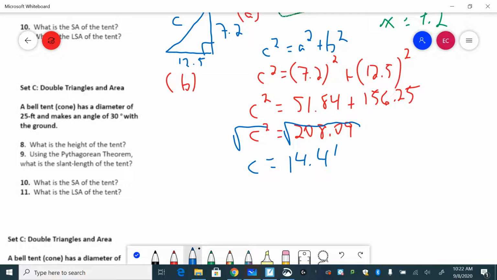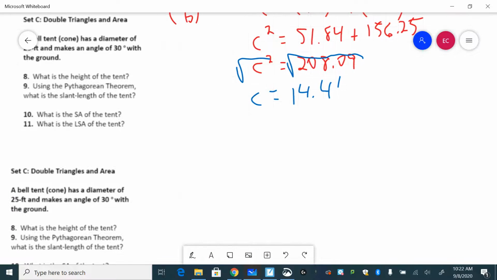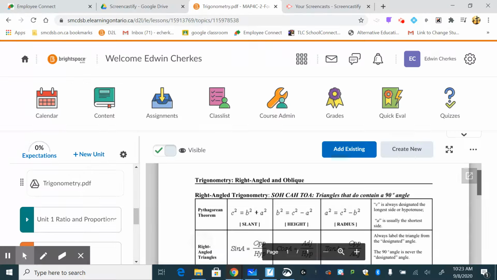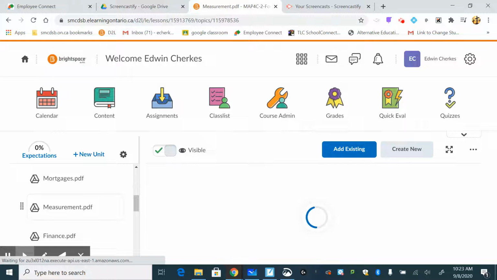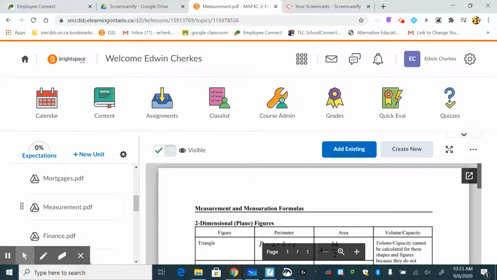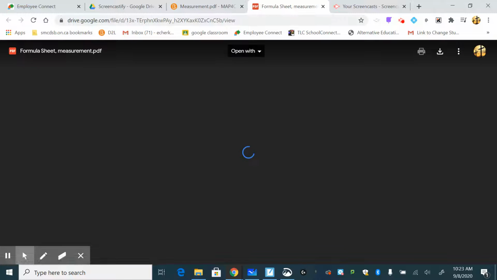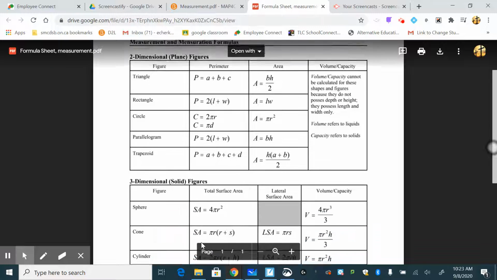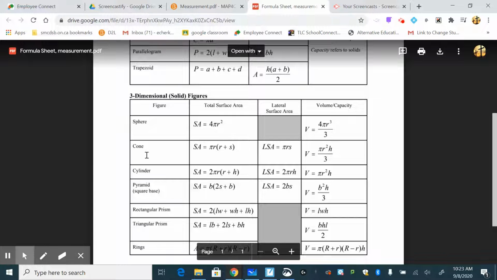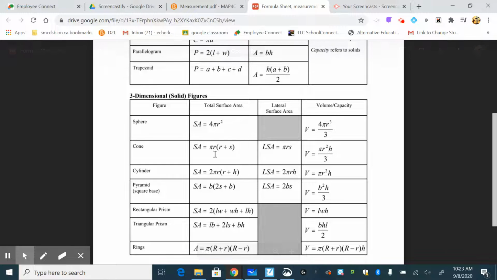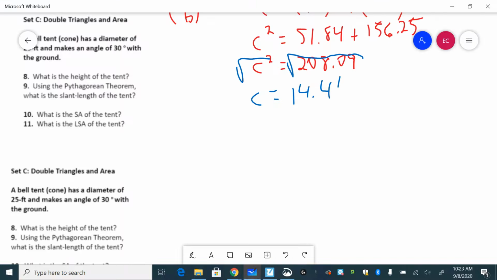Okay, let's look at number 10. Number 10 says, what is the SA? SA stands for surface area. So you're finding the area of the whole cone. So if you don't know the surface area formula, then you have to go back to your formula package and go to measurement. And then I'm going to scroll down to the 3D because we're doing a cone. And you can see cone says surface area is pi times the radius bracket radius plus s, being the slant length. So that's the formula you're going to use.